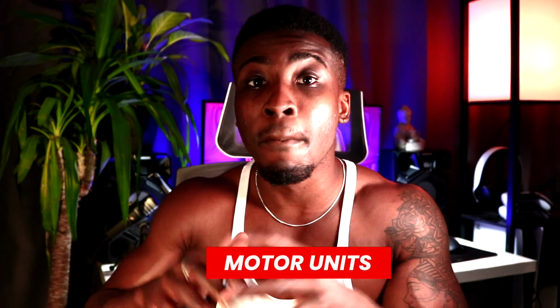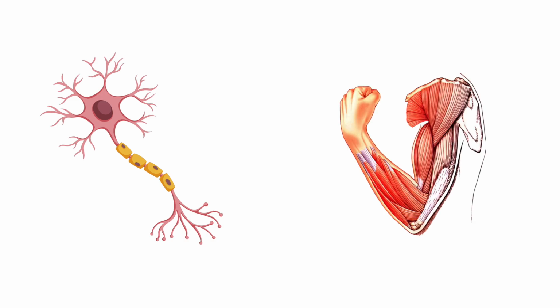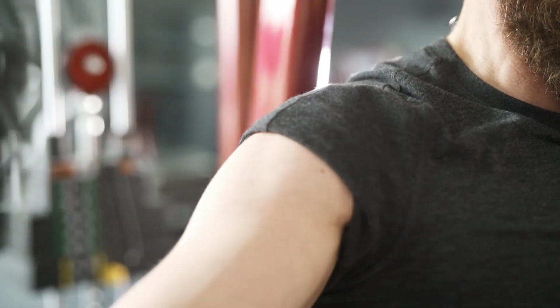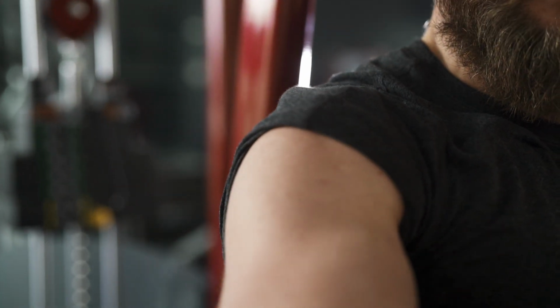We need to know what motor units are. Motor units are just a nerve plus the muscle it innervates. Innervates is just a fancy name for stimulates. So a motor unit is just a nerve plus a muscle that it stimulates. So when your muscle fibers contract, this is done by a neuron or nerve, and this nerve plus the muscle contracting is called a motor unit.